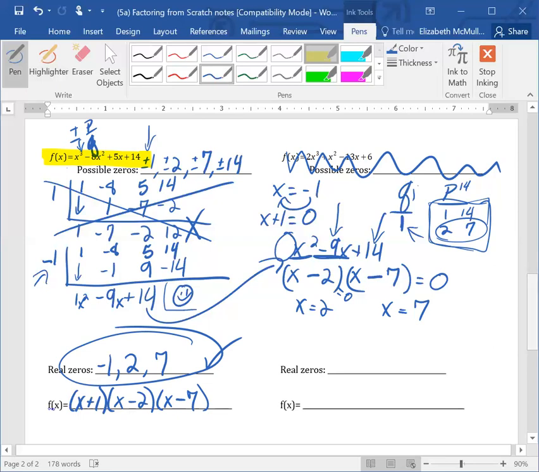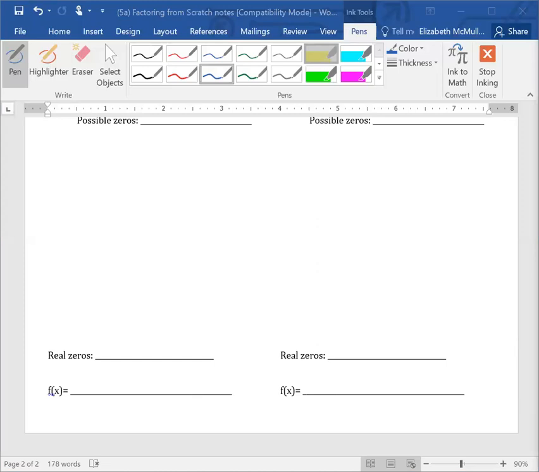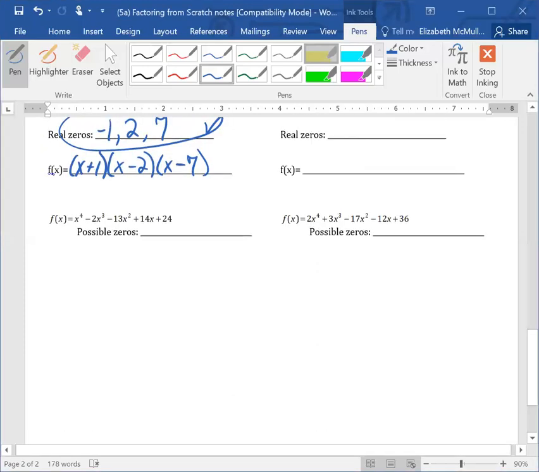All right. Let's do one more example. One more. And let's actually do this one. I'm going to scribble this one out, give us some room to work.